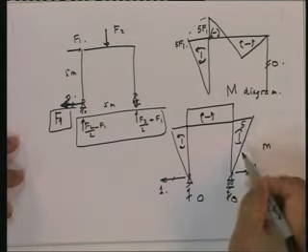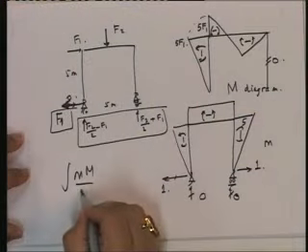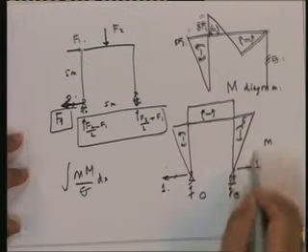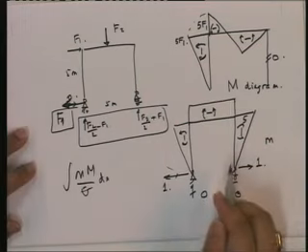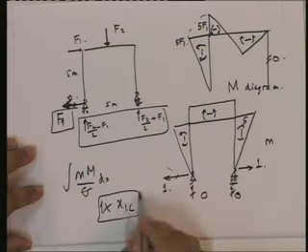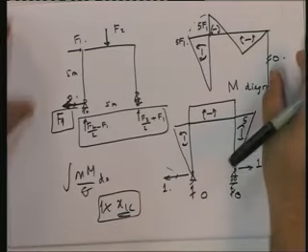And then you follow the same procedure to compute integral of M m upon EI dx for each member, add them up, and you have your total work done. And so you can compute, and external work is going to be 1 into X1L. From that you can find out your X1L.